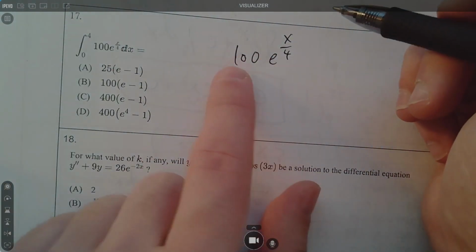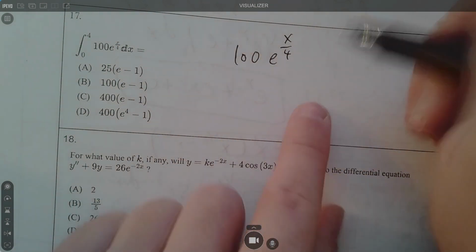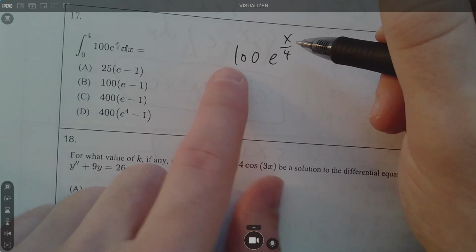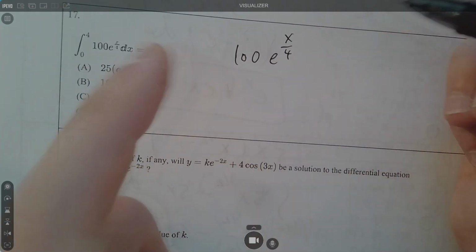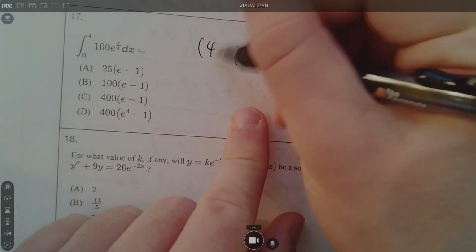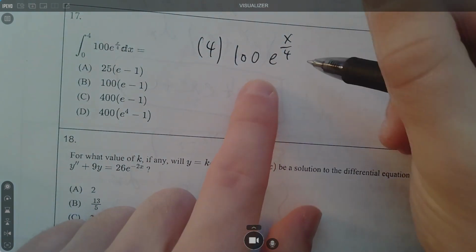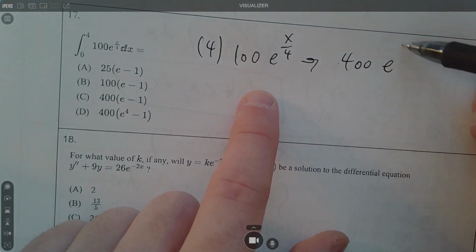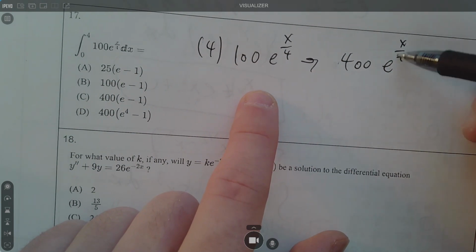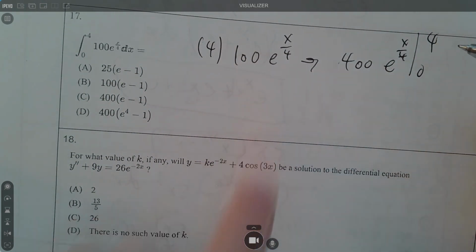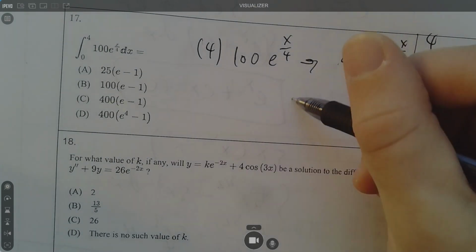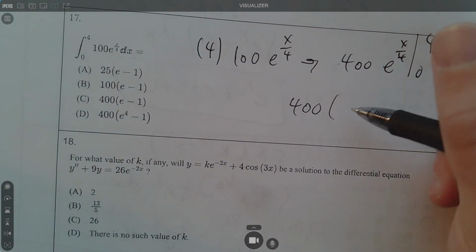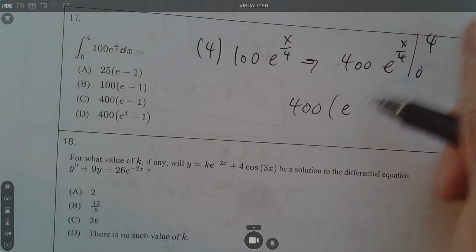Well, when you take the derivative of this, you're going to get 100 e to the x over 4 times the derivative of x over 4, which is 1/4. So you're going to get 25 here. In order to counter that, I've got to multiply this by 4 to counteract that 1/4. So the answer is 400 e to the x over 4 from 0 to 4. Now you plug it in, you're going to get 400 e to the 1 minus 1.